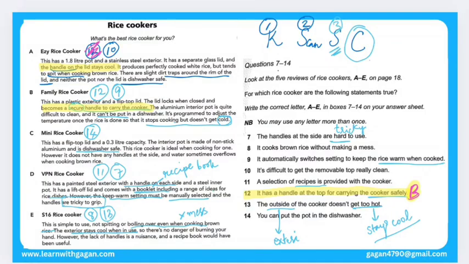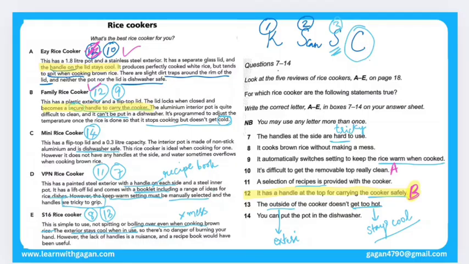Now we are left with 10 for A. Let's see if we have mentioned 10 anywhere else. No, we have not mentioned, but still we will confirm. Number 10 is it's difficult to get the removable top really clean. Now let's see if anywhere else they're talking about cleaning. We did not put number 10 anywhere else. So we'll see that A is for number 10.